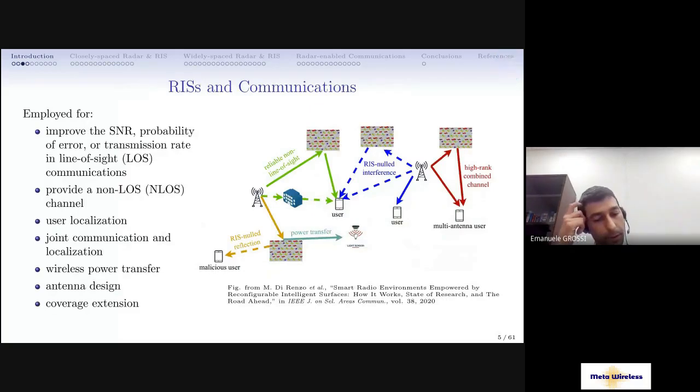In the past few years, RIS have been mainly investigated in wireless communications to enhance the network performance in terms of, for example, received SNR, error probability, and transmission rate. They have also been used to provide a non-line-of-sight channel so as to reach destinations that otherwise would have been obstructed, or to improve user localization or joint communication and localization in mobile networks. Finally, they have been studied in the context of wireless power transfer, antenna design, and coverage extension.